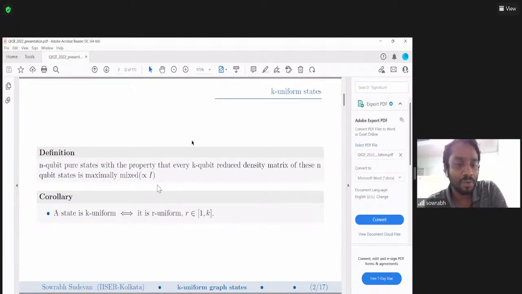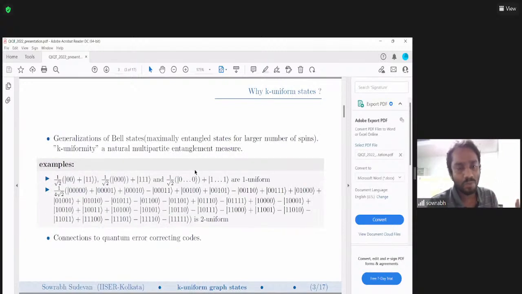Now this is something that's easy to show: if a state is k uniform, it is also 1 uniform, 2 uniform, up to k uniform. So it will include all the weaker properties if you have a k uniform state. Now, why are we looking at these k uniform states?